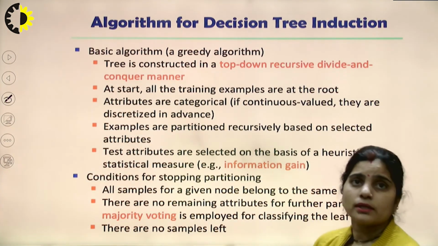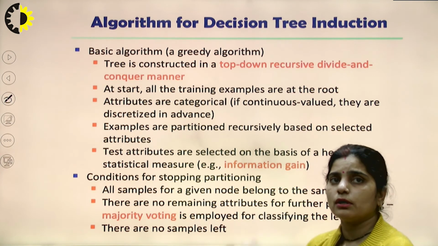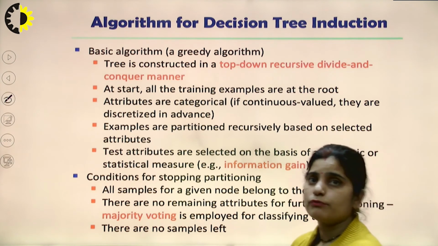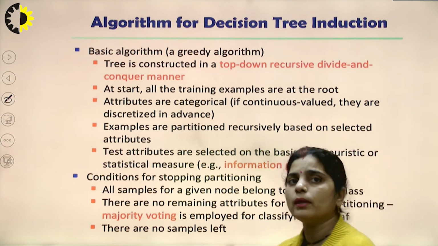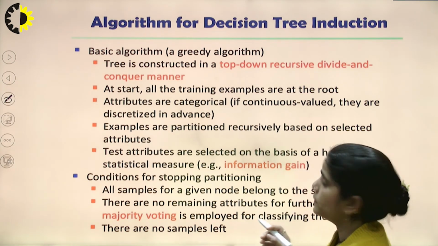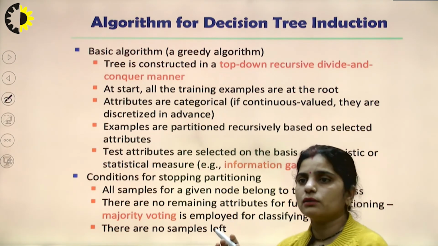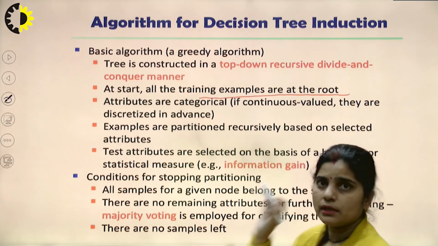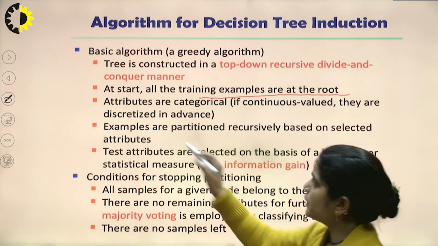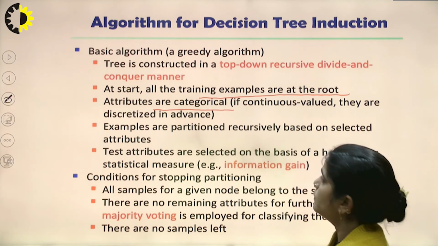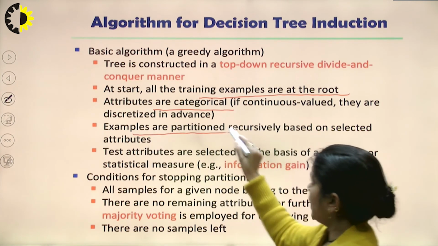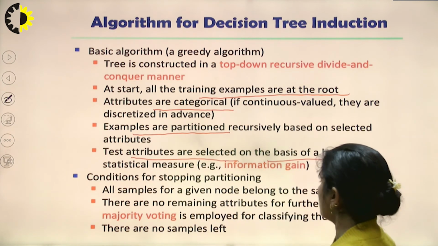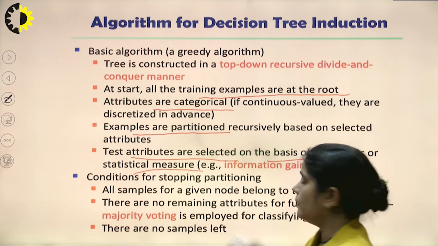Next one is the algorithm for decision tree induction. The basic algorithm is a greedy algorithm, and the tree is constructed in a top-down recursive divide and conquer manner. At the start, when we design a decision tree, all the training examples are kept at the root node, and the attributes are kept categorical. After that, examples are partitioned recursively, and test attributes are selected on the basis of a heuristic or statistical measure.